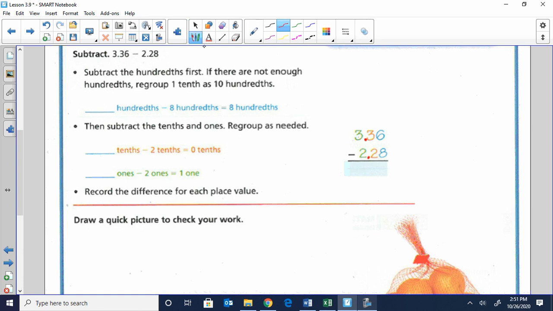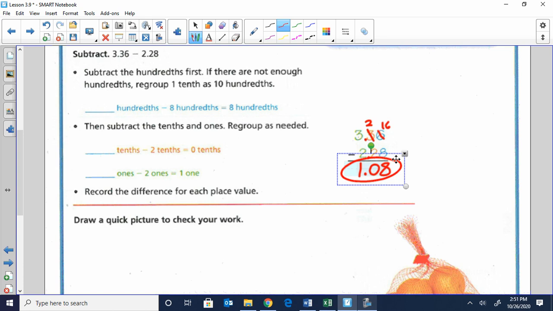Now we're going to take 6 minus 8, which you cannot do. We're going to borrow from the 3 and make it a 2. The 6 becomes 16 because we add 10 to it. 16 minus 8 is 8. 2 minus 2 is 0. The decimal point, just like it did yesterday, comes straight down. And then 3 minus 2 equals 1. The answer is 1 80 hundredths.